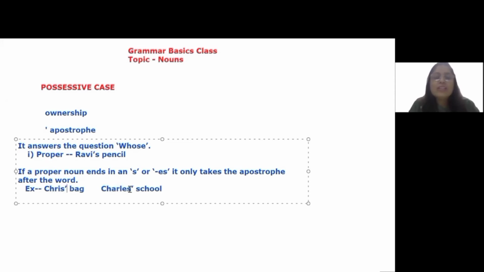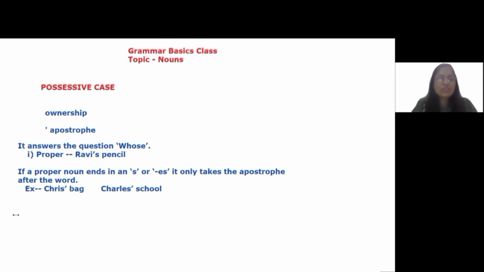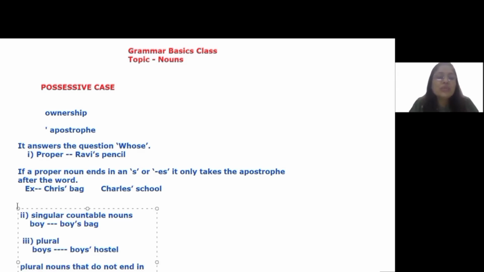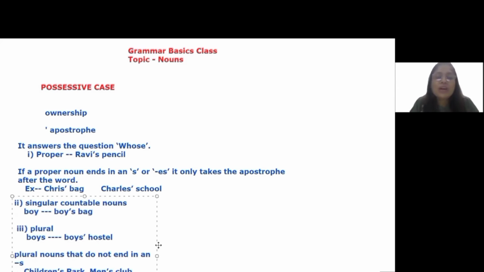This is wrong. Some people might put the apostrophe here. This is also wrong. This is the correct usage: Chris's bag, Charles's school. Now that was about proper nouns. I'm going to take up a usage which is related to singular countable nouns now.